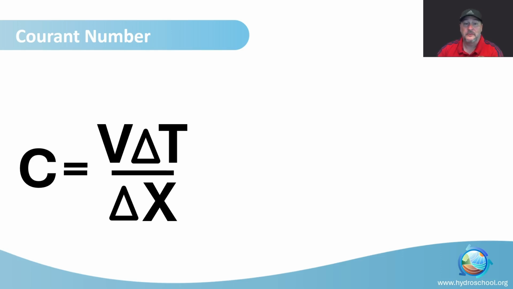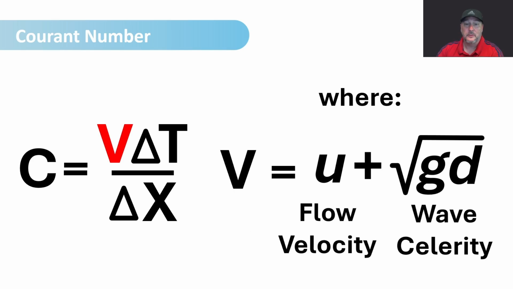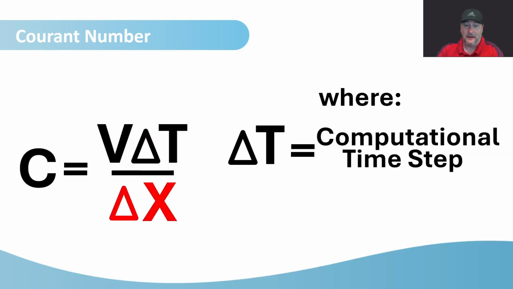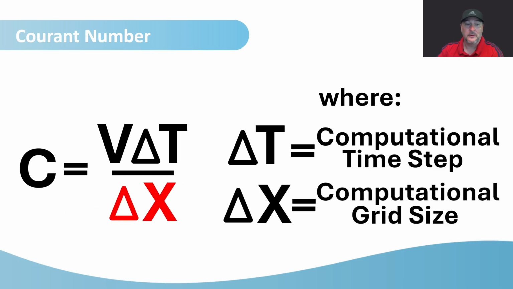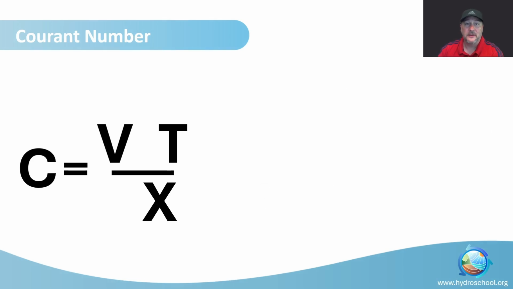C equals V times delta T over delta X. Well, V is the velocity, and that includes wave celerity. So we'll hit that in a little more detail when we're looking at the Froude numbers and the results. But the delta t, the dt, that's just the computational time step. Dx, delta x, is the computational grid size. So if we get rid of these deltas and move things around, we've basically got c equals vt over x.